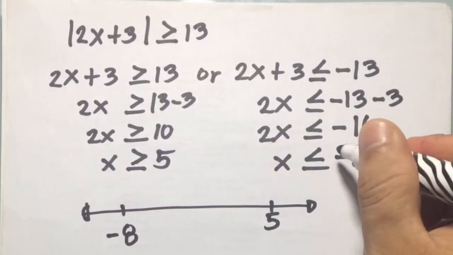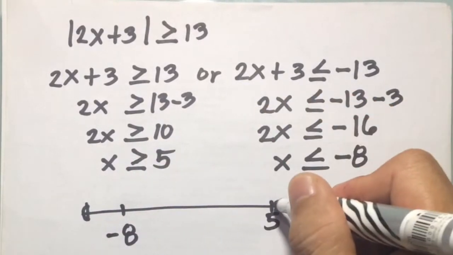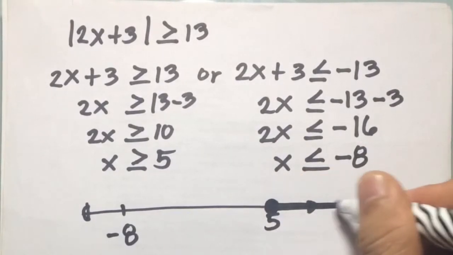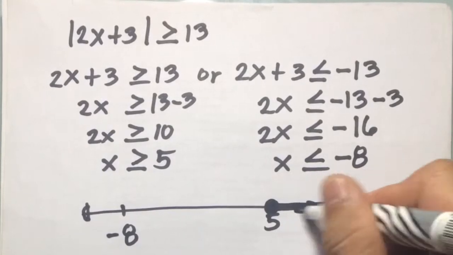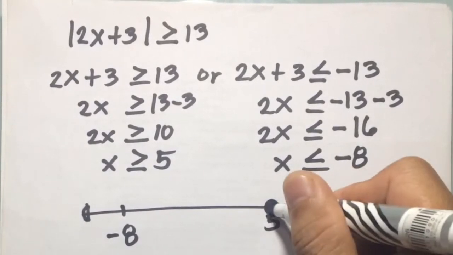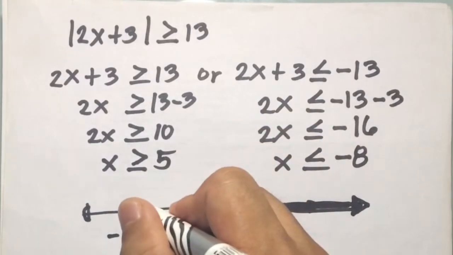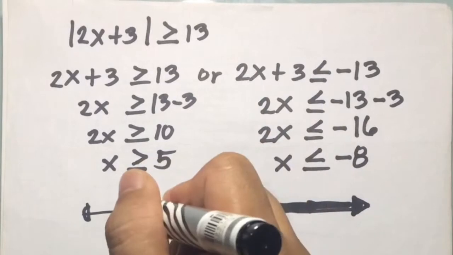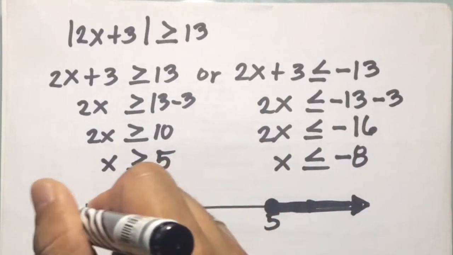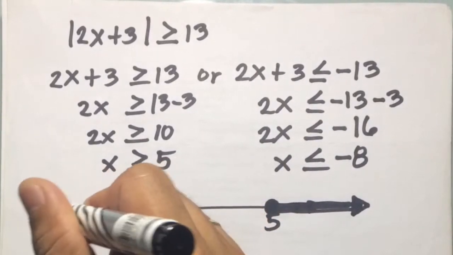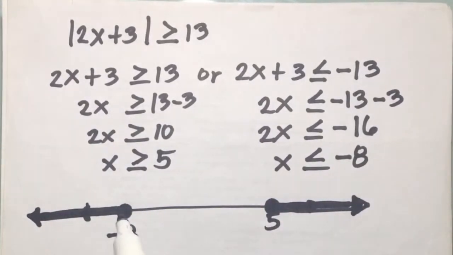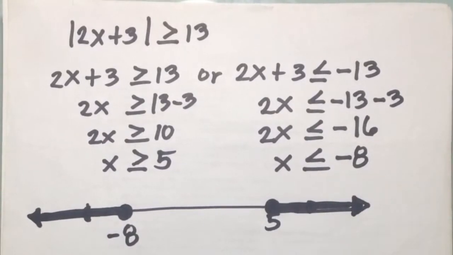So these two are part of the solution, so we're going to have our solution as 5 and a solid circle towards the right of the number line. And the other one, let's have negative 8 is part of the solution, lesser than or equal to, towards the left of the number line. So all of the numbers found here and all of the numbers found here are part of the solution.